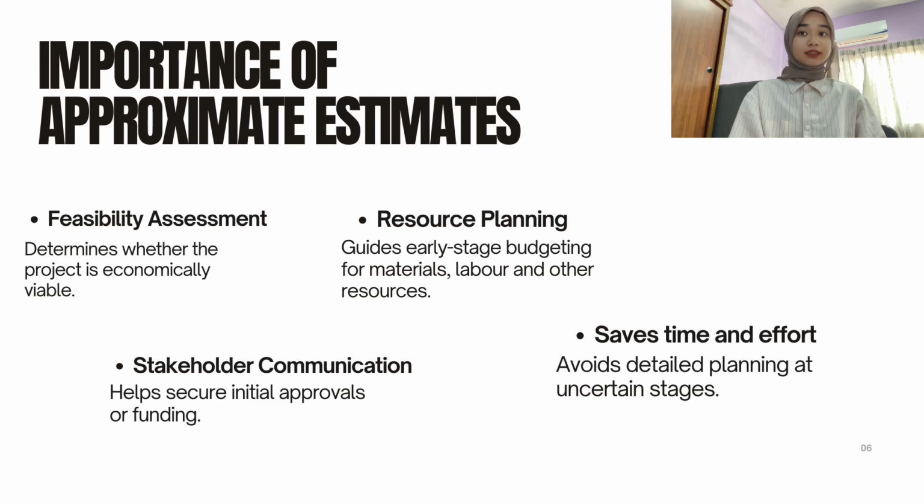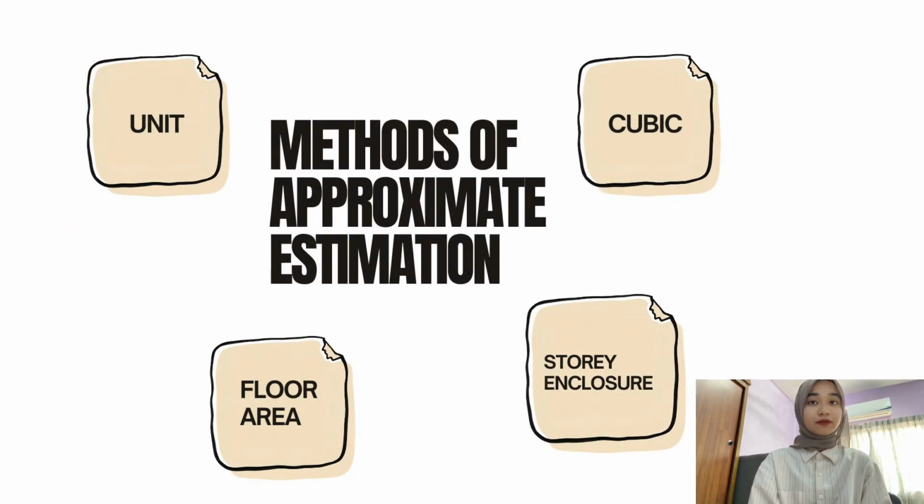Next, we continue to the importance of approximate estimates. First is feasibility assessment to determine whether the project is economically viable. Next is resources planning, guides early stage budgeting for materials, labor, and other resources. Next is stakeholder communication, helps secure initial approvals of funding. And lastly is saving time and effort, avoids detailed planning at uncertain stage. So there are 4 methods of approximate estimation. First is unit method, second is cubic method, third is floor area method, and lastly is story enclosure method.